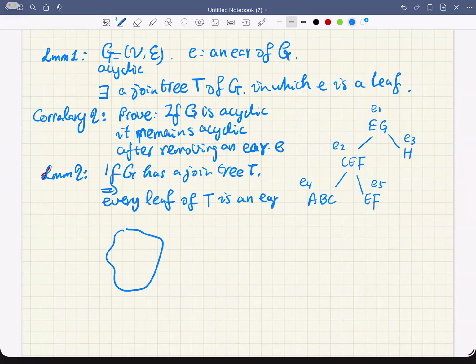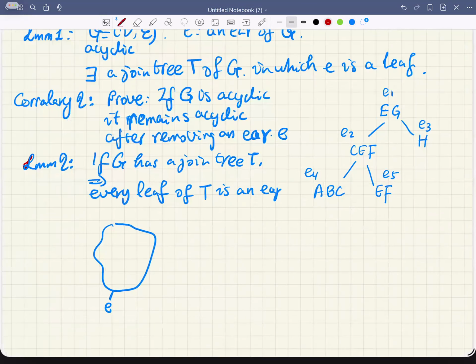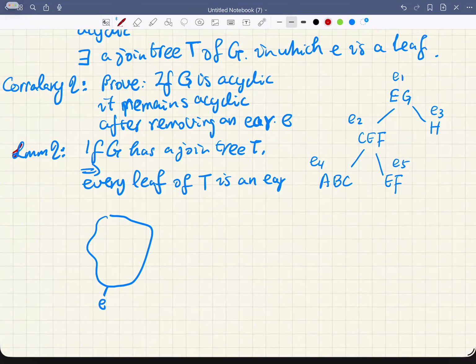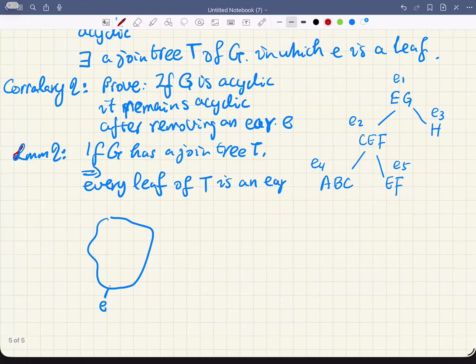Let's say this is a tree, and you look at a leaf. You want to prove that this yi is an ear. You will have to be concerned with the shared attributes of this yi, and you want to argue that there's some other node in the tree containing all the shared attributes of yi. This is quite easy, because due to connectedness, you just have to look at its neighbor, and there's only one neighbor because yi is a leaf. So I argue that every shared attribute of yi will have to be covered by yi prime.